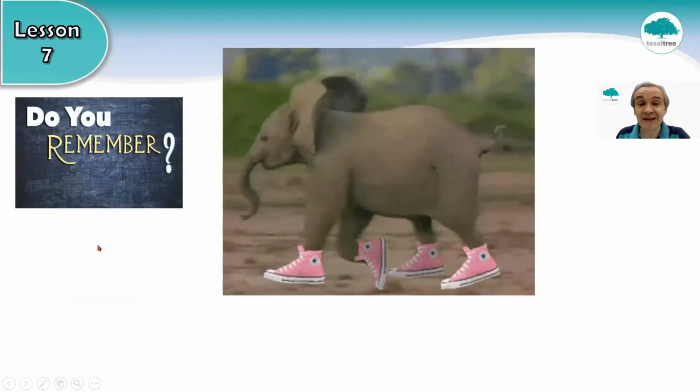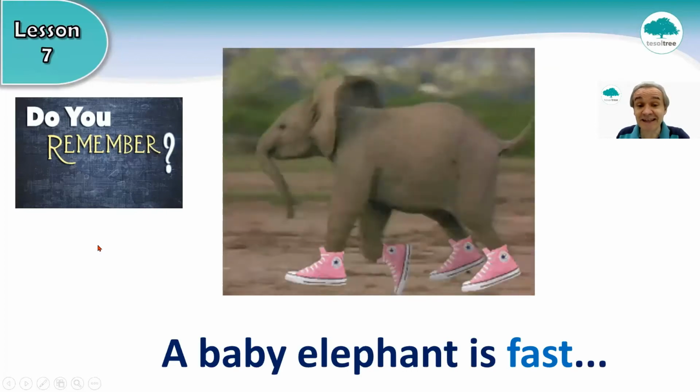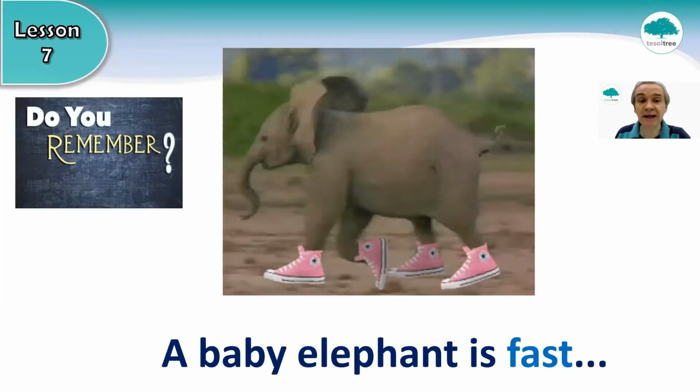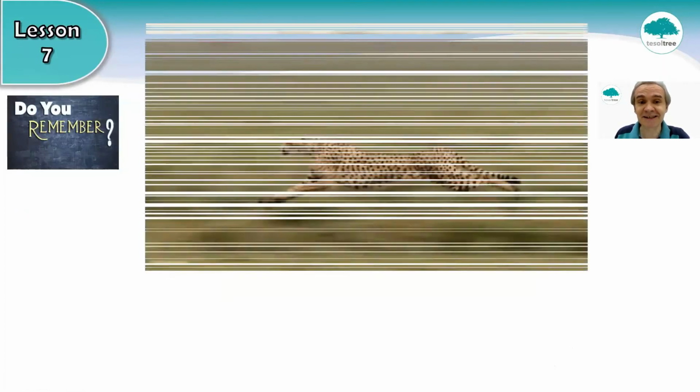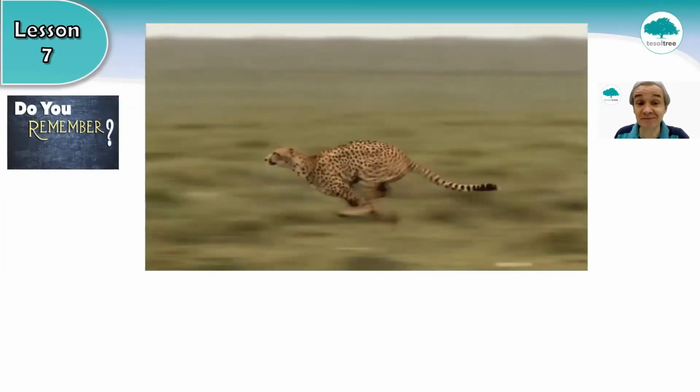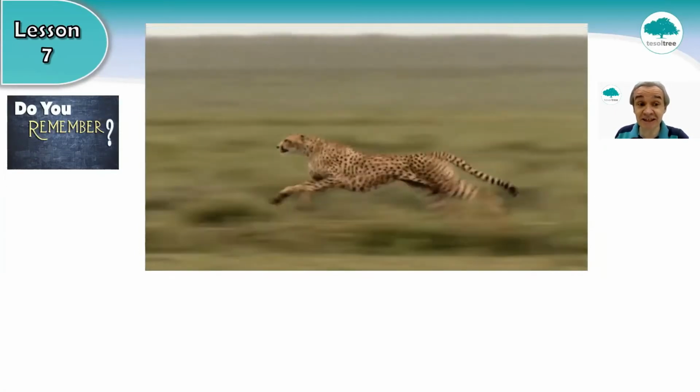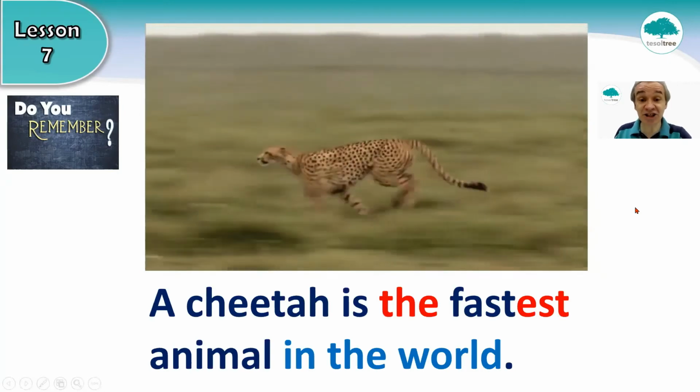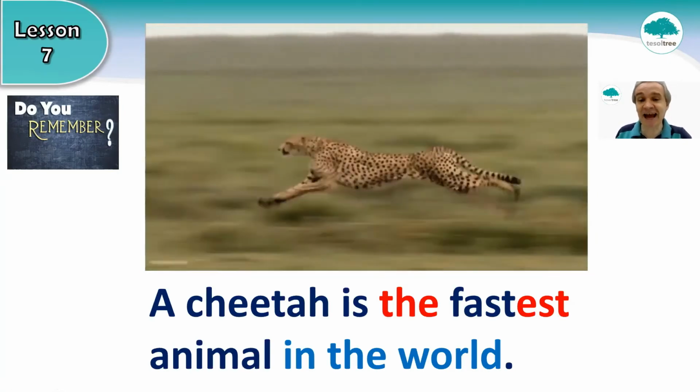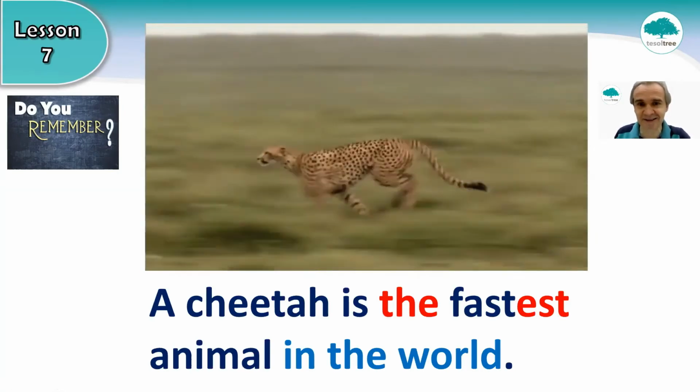Okay, so, as you can see here, the baby elephant is fast. In the world, remember this animal? It is a cheetah. And we can say a cheetah is the fastest animal in the world.